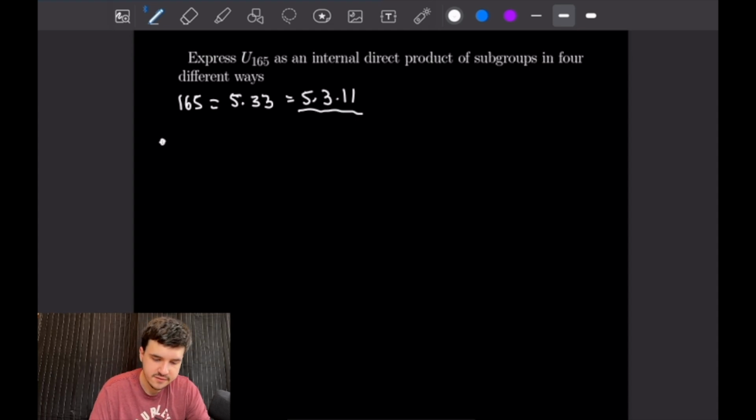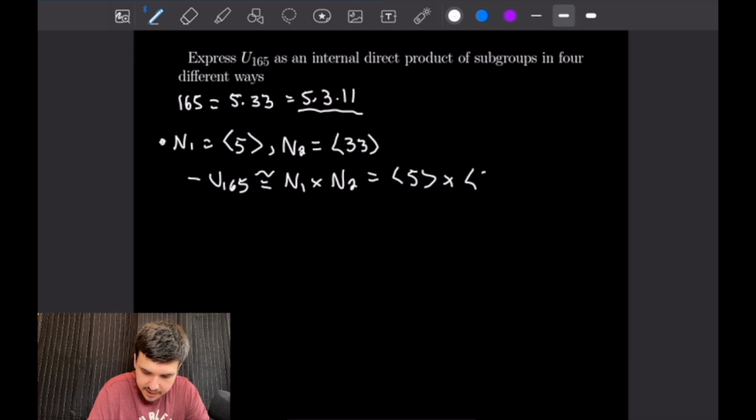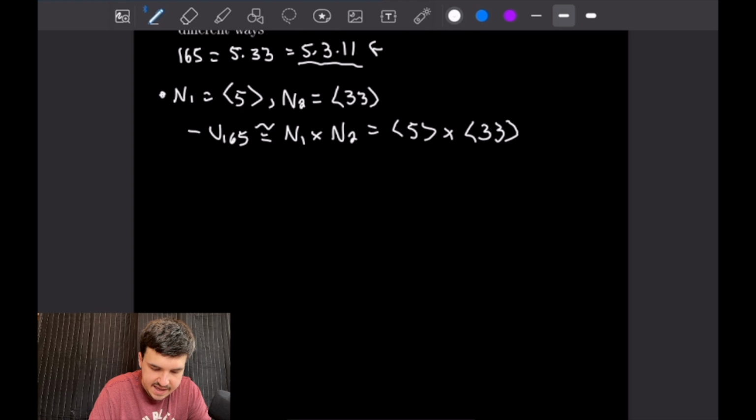And I'll do this by defining our subgroups. So for this first one, we'll let our first subgroup N1 be equal to the set generated by the number 5. And we will let our N2 be equal to the set generated by 33. Great. And so then we will have that U165 is isomorphic to N1 cross N2, or the set generated by 5 cross the set generated by 33. And for the rest of these, we are going to be using the factorization in just this way to write out an isomorphism for U165. So let's go ahead and do another one.